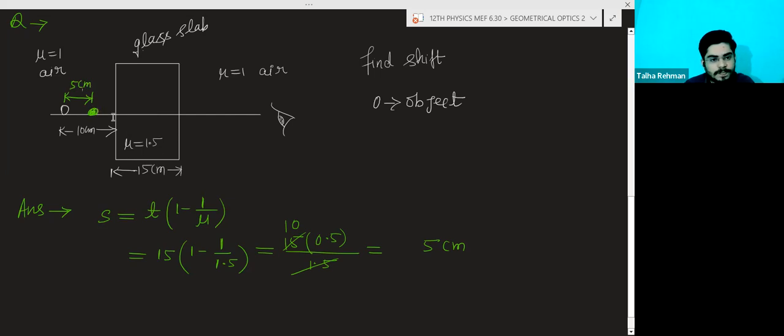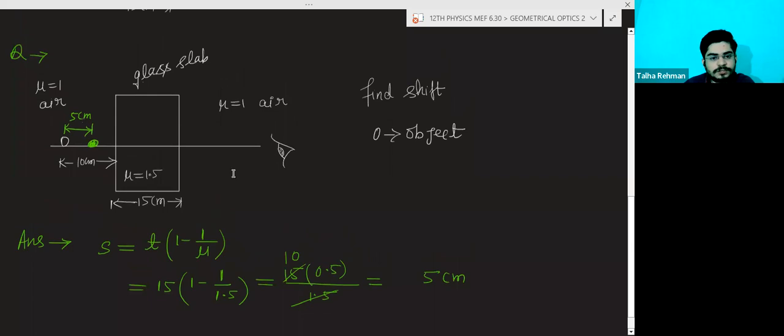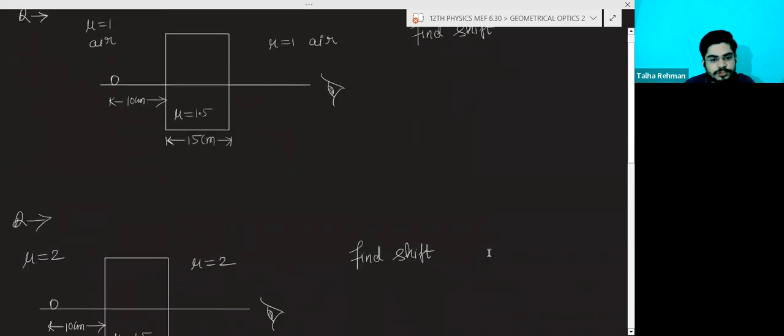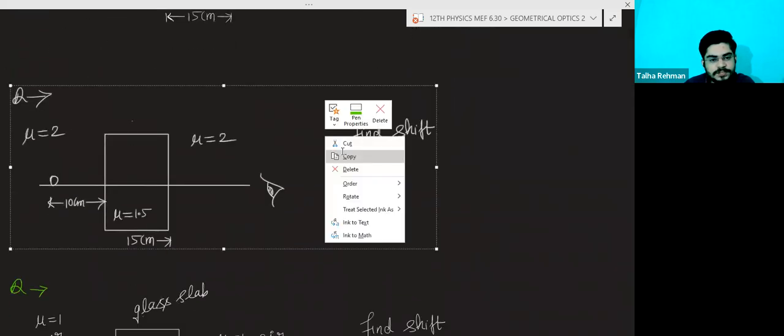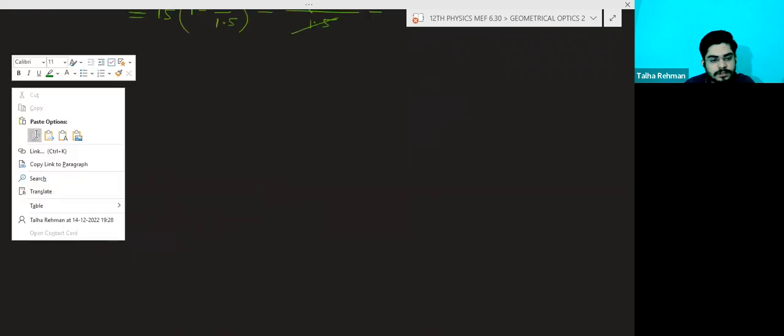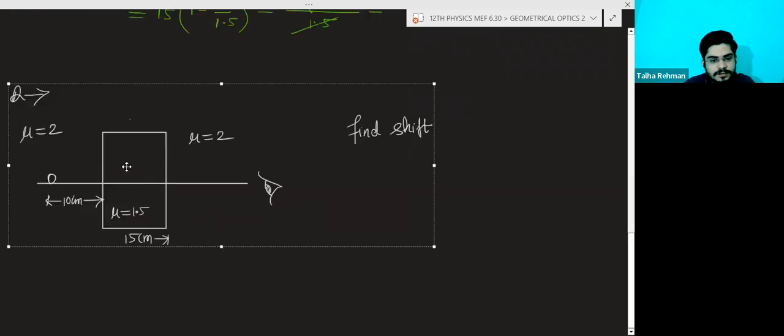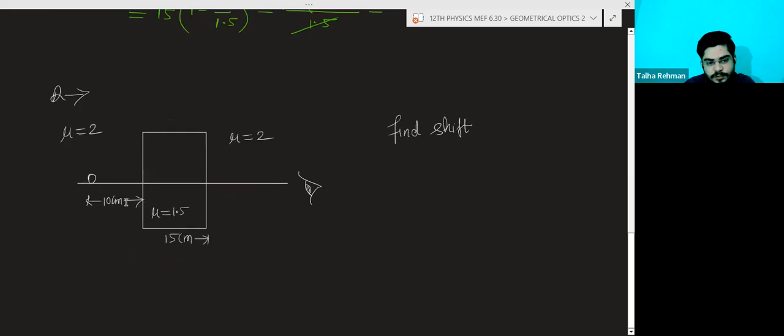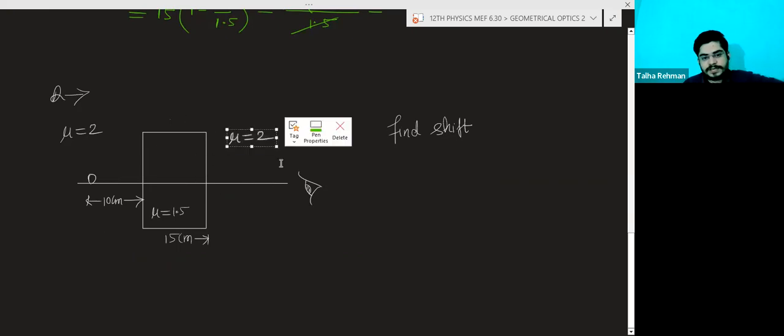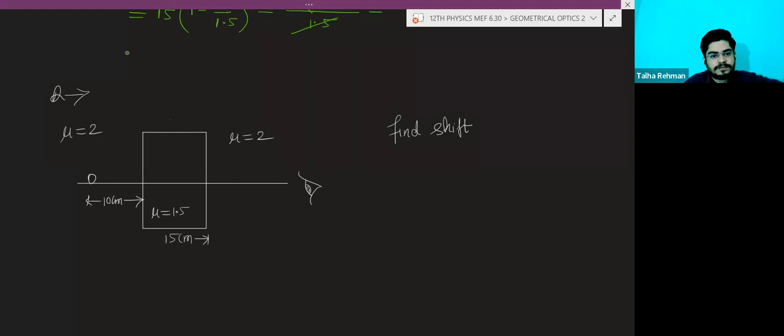Okay? Another question, same question, but something is changed here. Glass slab is there, and object is placed at a distance of 10 centimeter, but this time on both sides of the glass slab the medium is different and has a refractive index of 2.